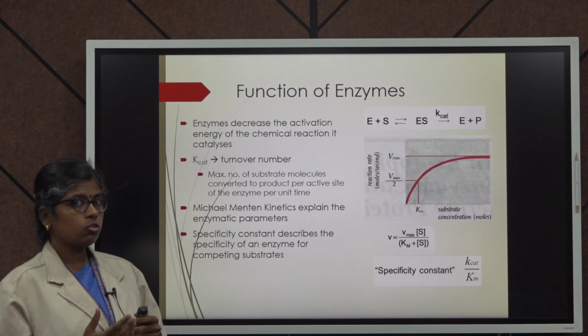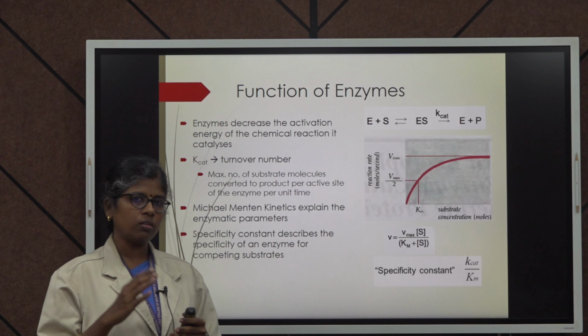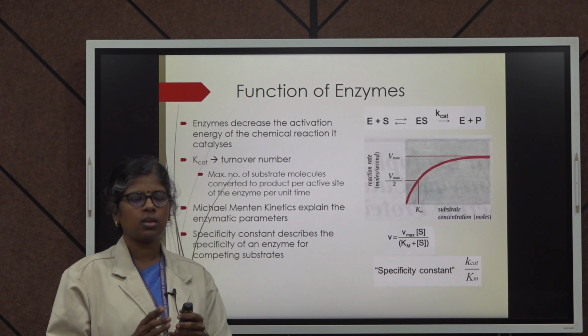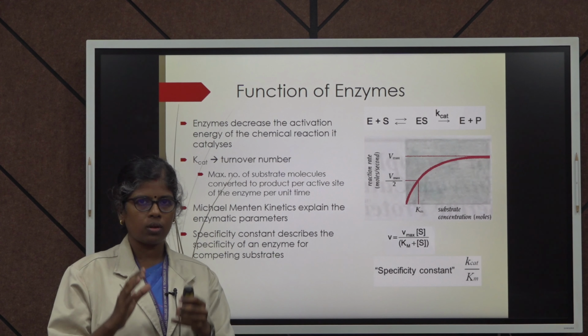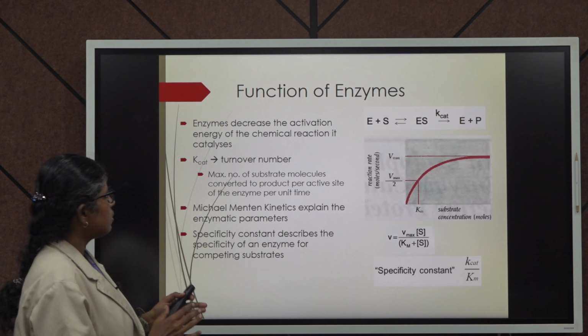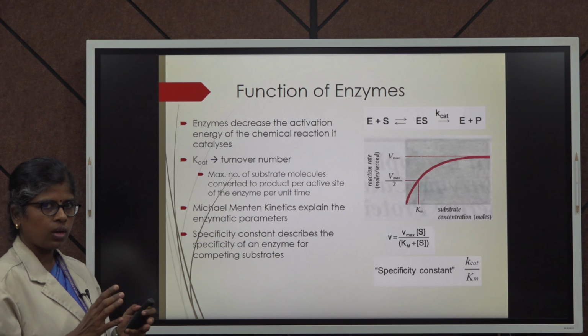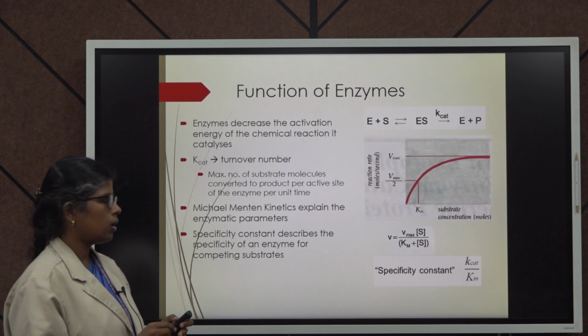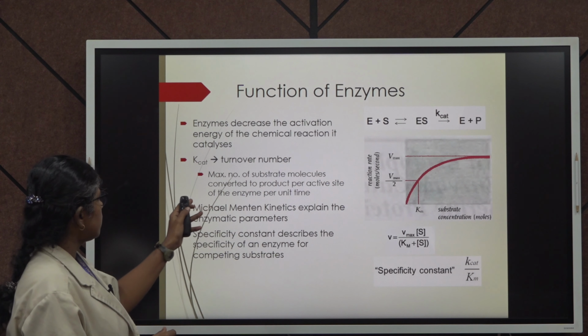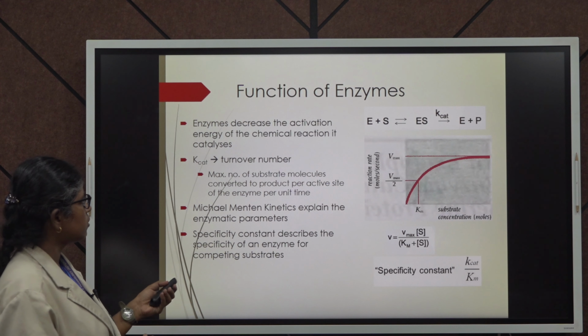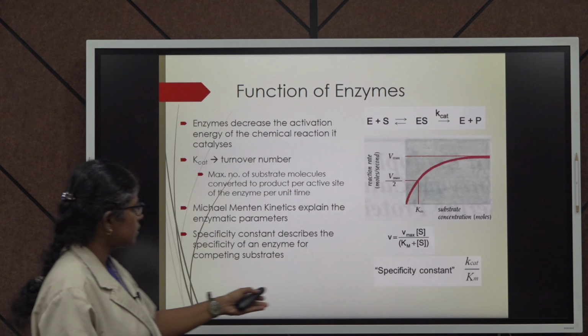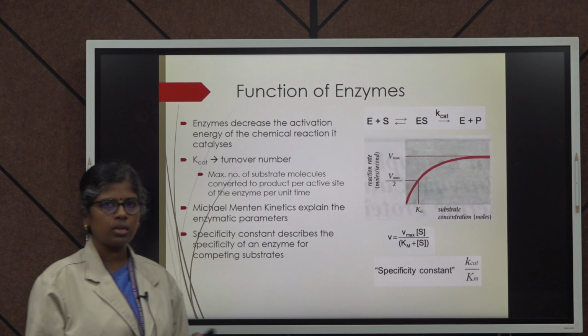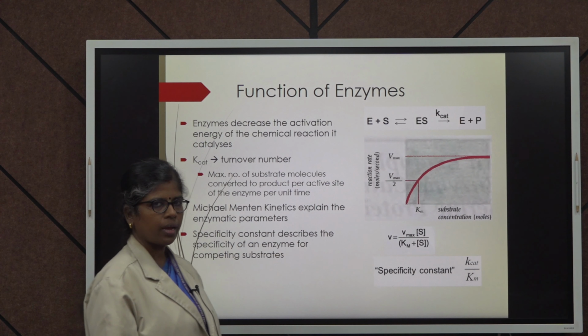The mechanism by which this happens is that the transition state intermediate is stabilized and the activation energy of the overall reaction is reduced. How the enzyme does that is what we have to see in today's lecture. Enzymes decrease the activation energy of the chemical reaction that they catalyze, and this is expressed by the Michaelis-Menten equation, that is, the saturation kinetics of enzymes.